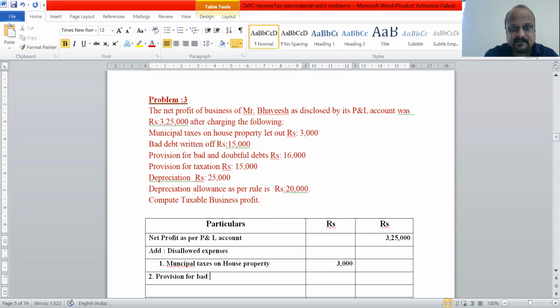So this provision for bad and doubtful debts is not permitted, so we have to add it back to the profit. In the sense, our profit is going to increase by so much. He has mentioned only 25,000 here, but by adding these things back to the profit, the business profit is going to be more. So when the profit is more, the tax is also going to be more.